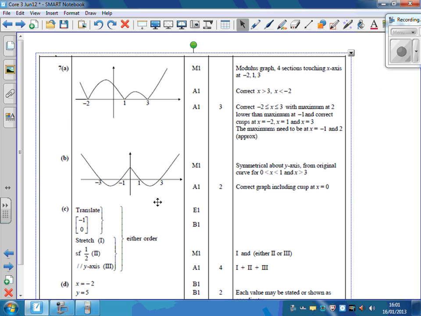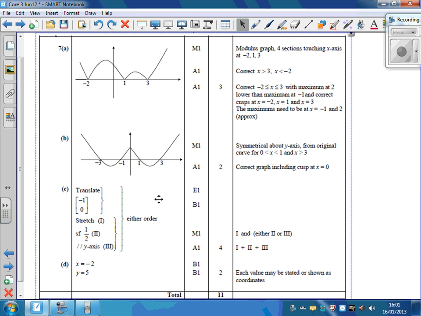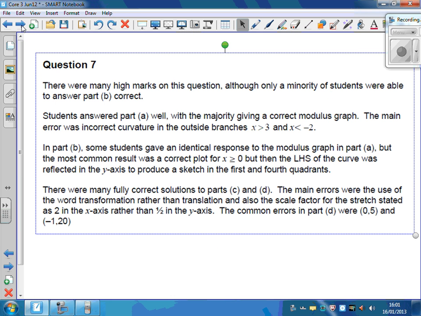We've done that already. There's our mark scheme. And there's our examiner's report.